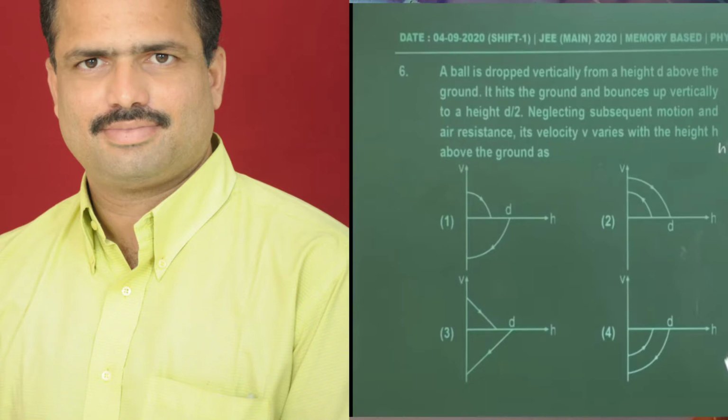Next, we are going to discuss a graphical question. A ball is dropped vertically from height h above the ground. If it hits the ground and bounces up vertically to a height h/2, then which of the following graphs represents the correct graph for its velocity versus height? Okay, this is a simple question.